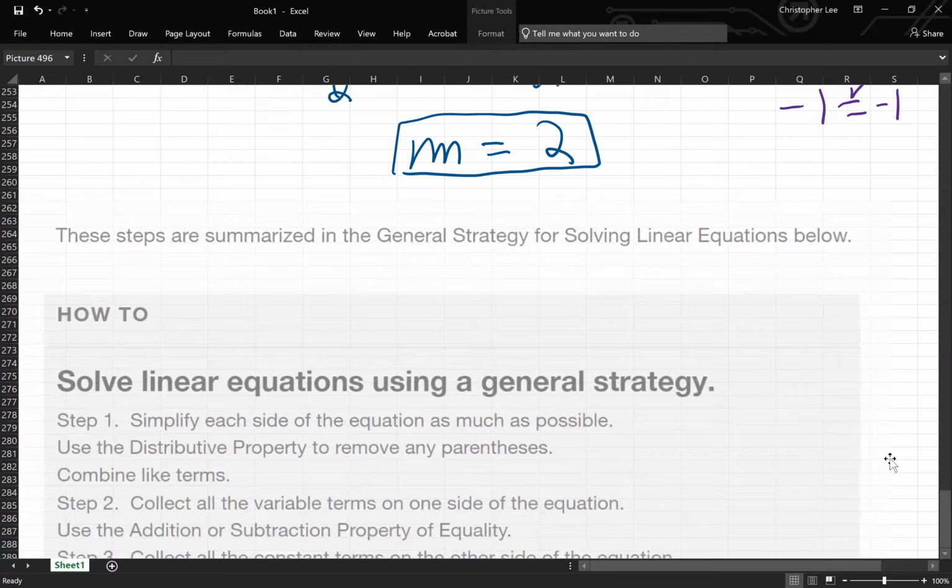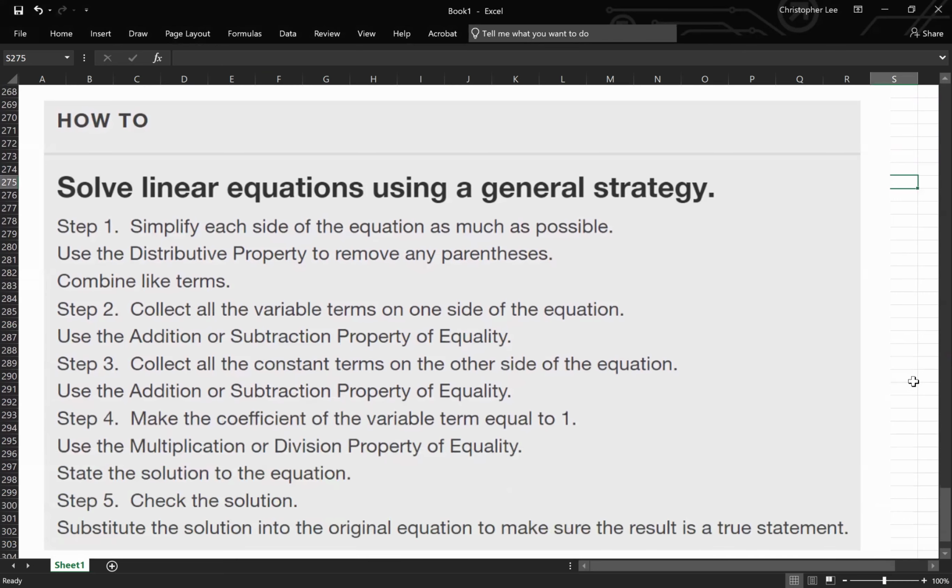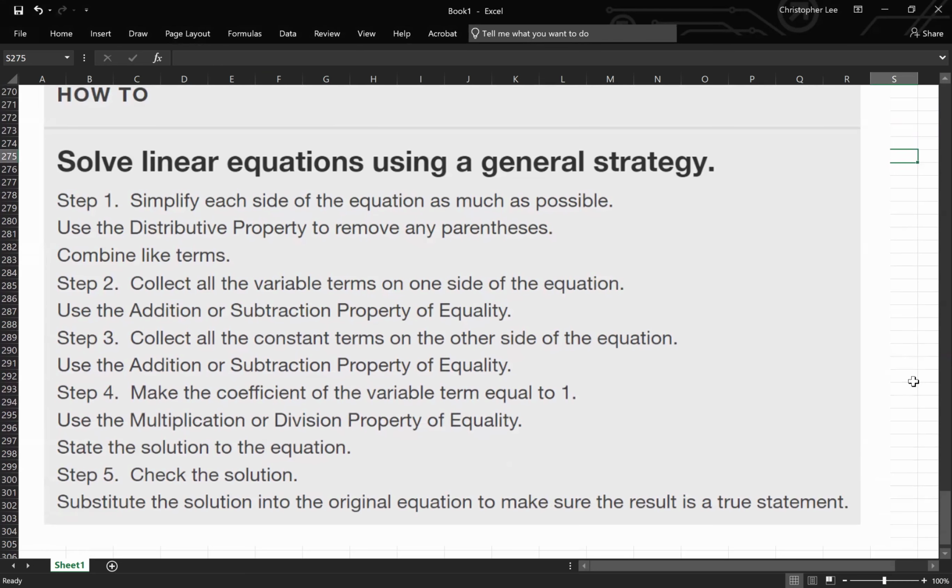So these steps are summarized in the general strategy for solving linear equations below. So here you go. This is the step-by-step procedure on how to solve a linear equation, right? Using a general strategy, of course. So step 1, simplify each side of the equation as much as possible. Use the distributive property to remove any parentheses, and then combine like terms, right? Remember, combine like terms is just like a fancy way of saying add, right? So let me put add right here in parentheses, just so y'all know. And that's add like math, not ADD or whatever.